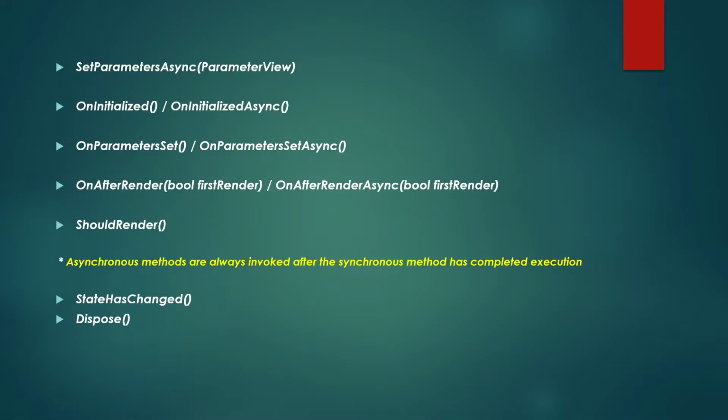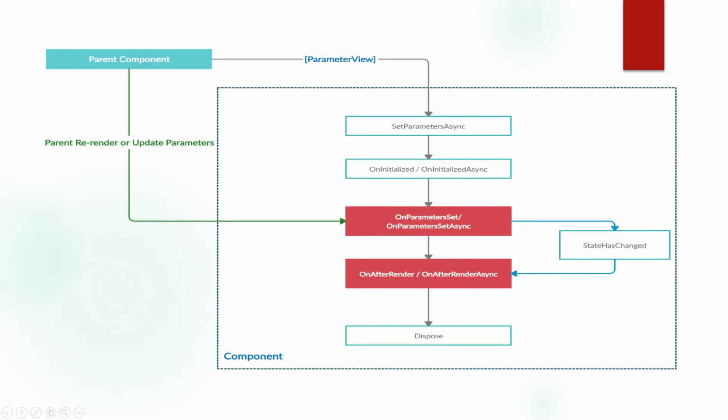Okay. Now let's look into the diagram, and one thing to note in this diagram is that whenever any of the parameters is updated from its parent component or the parent component is re-rendered, OnParametersSet and OnParametersSetAsync are called, and as soon as they are called, OnAfterRender and OnAfterRenderAsync are also executed.